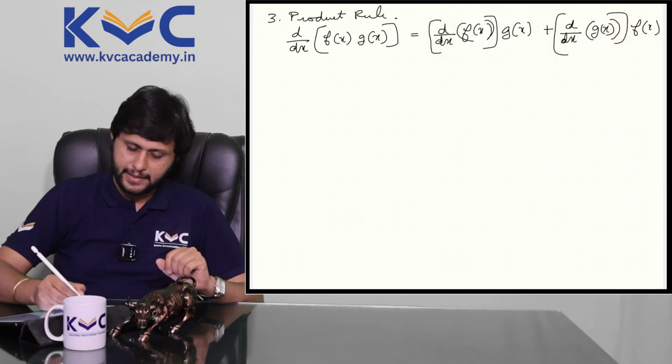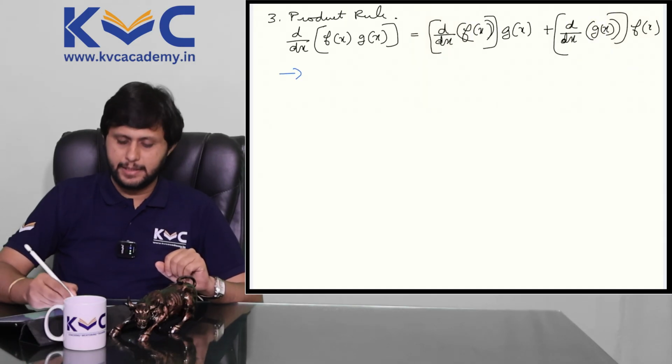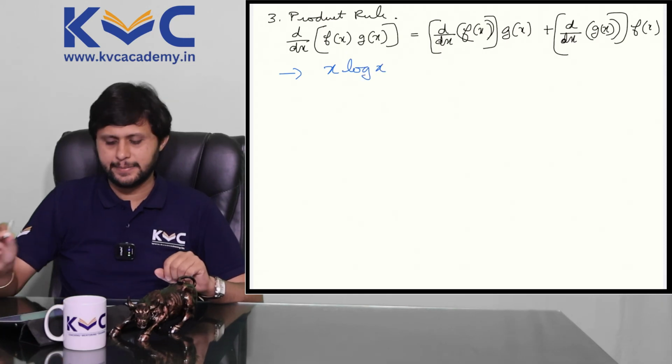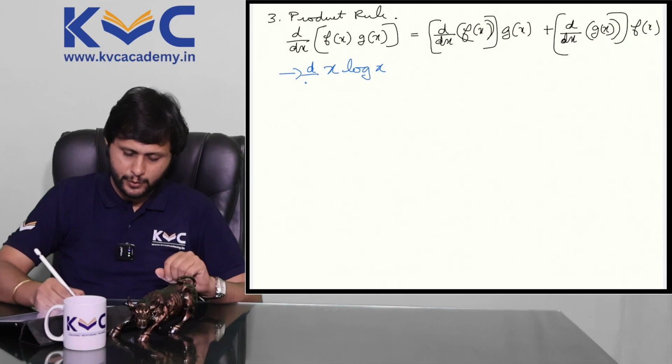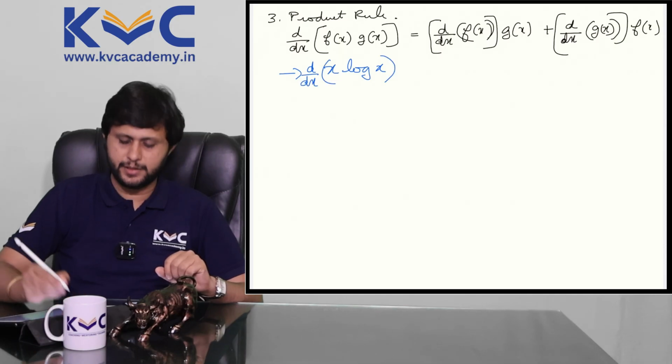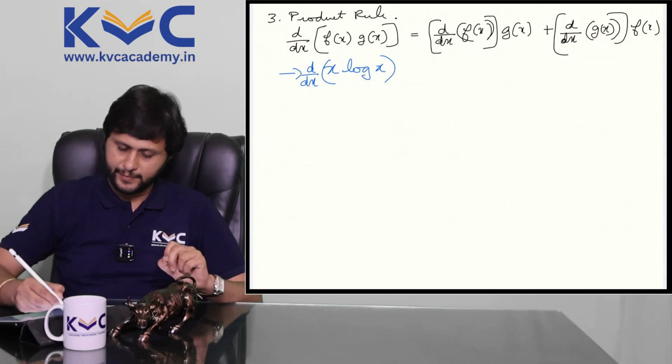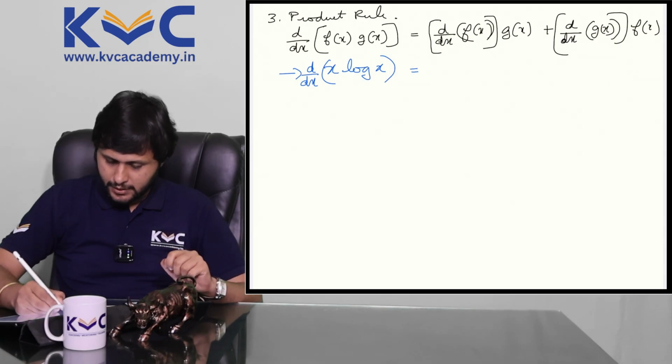We'll see. Let's take one example. Let's say we have x log x. I kept a very simple example. X log x. What do we have to do for this? We have to differentiate. Differentiation of x log x. Fine. Okay. Now equal to.